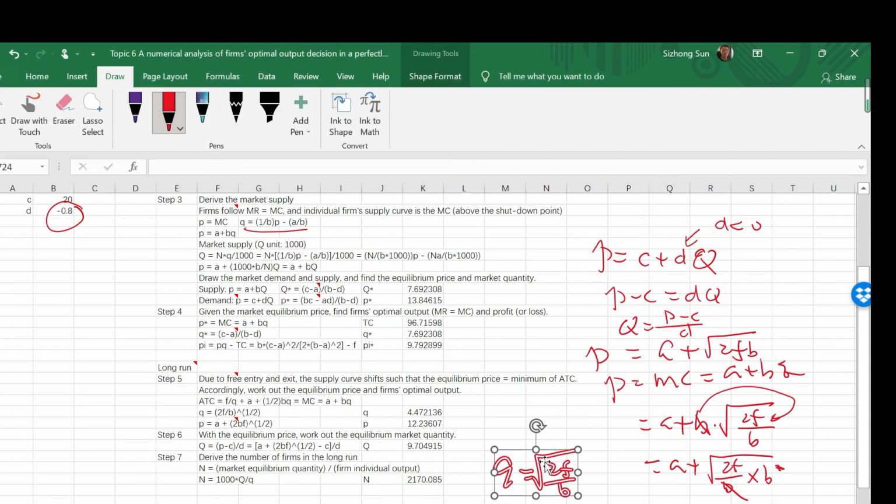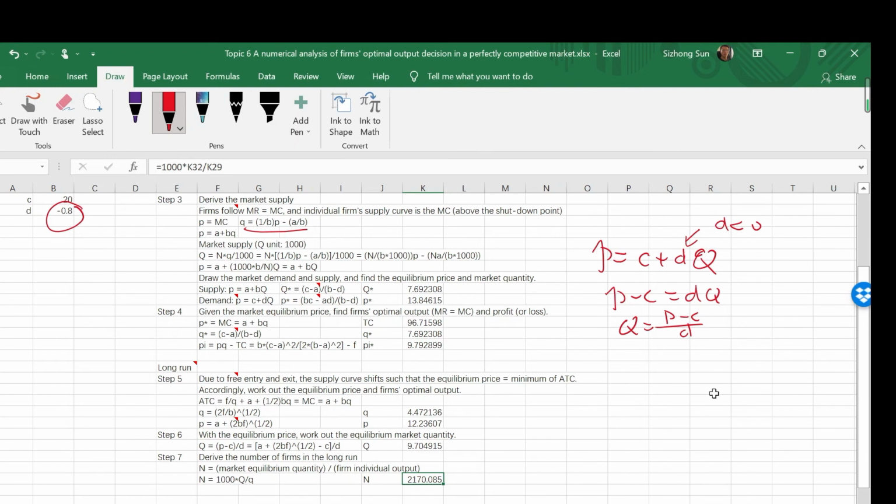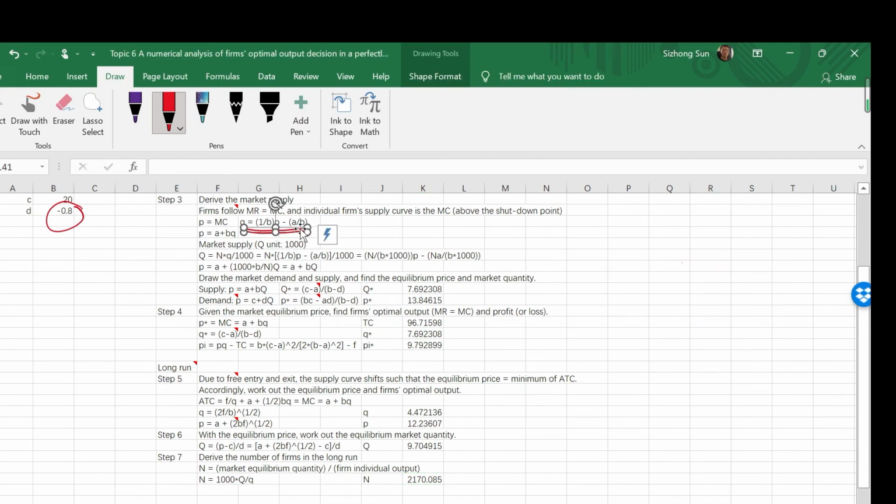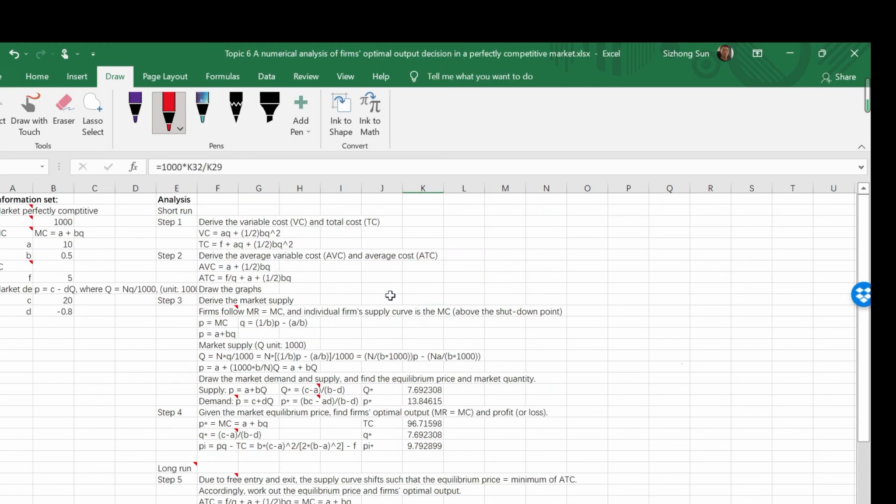All right, so that's the numerical analysis of firms' decisions in a perfectly competitive market for both short run and long run. Let me come back a little bit, back to step 2. So here we have average cost, average variable cost, and the marginal cost. So we can actually draw a firm diagram here.